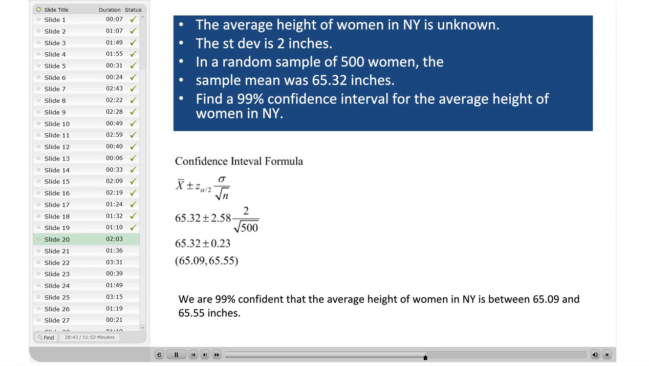But if we want to actually write that as an interval, we need to do 65.32 minus 0.23, which is 65.09. And then we would add those two numbers together and we get 65.55. So the answer here is our confidence interval for women's heights in New York is an interval from 65.09 to 65.55. And the interpretation of this is we are 99% confident that the average height of women in New York is somewhere between 65.09 and 65.55 inches.